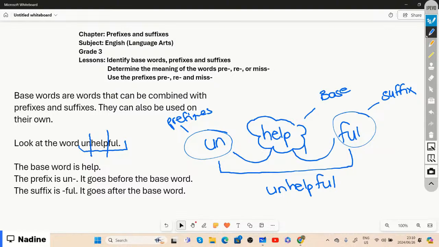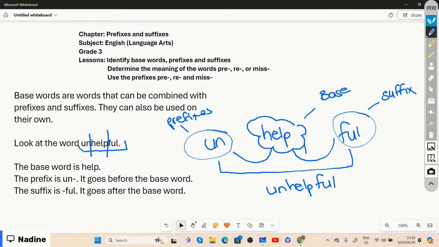All right. If you look at the word help, remember, even the base word help has its own meaning. As much as help, the base word, can stand on its own, the meaning of help is like you are making it easier for someone, or making it possible for someone to do something. You're offering your services to someone.